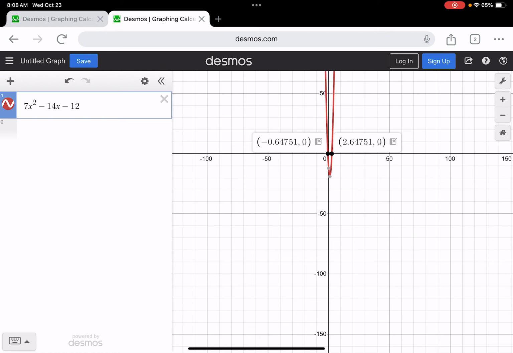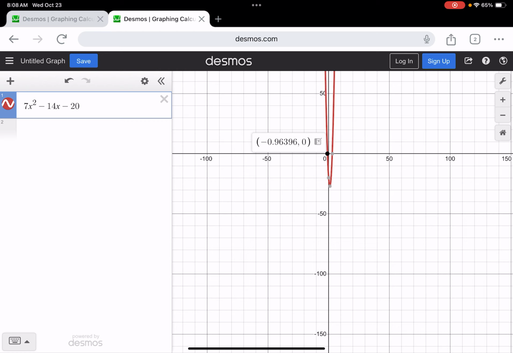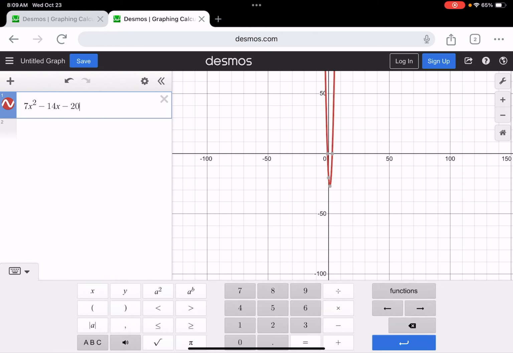Maybe they meant to put 20. Wow, I can't believe I got it. 2.96. All right. So Canvas made a little typo here. They meant to make the equation minus 20 instead of minus 120. So it's a little typo there. I'll go ahead and fix that for you guys.